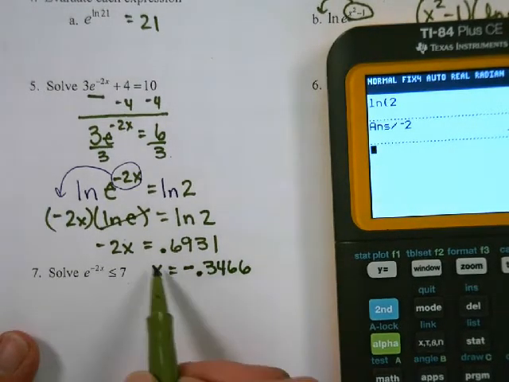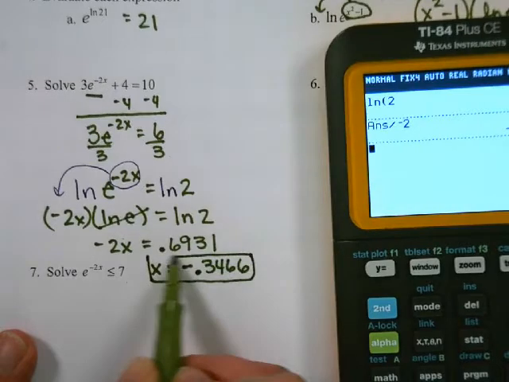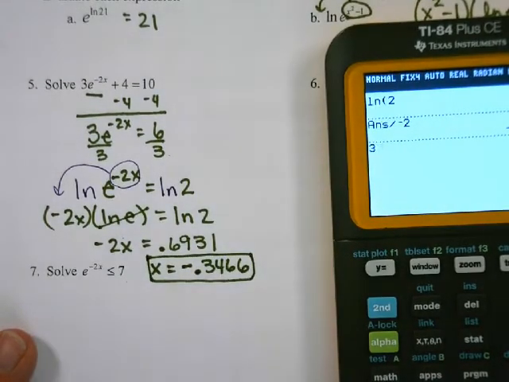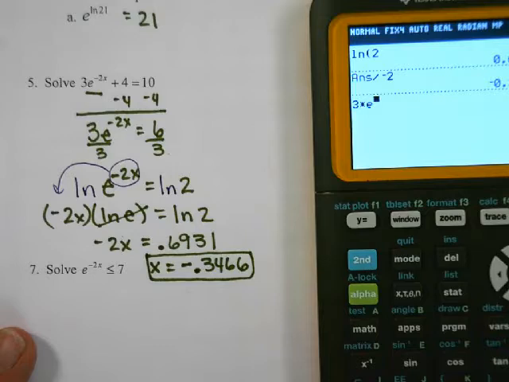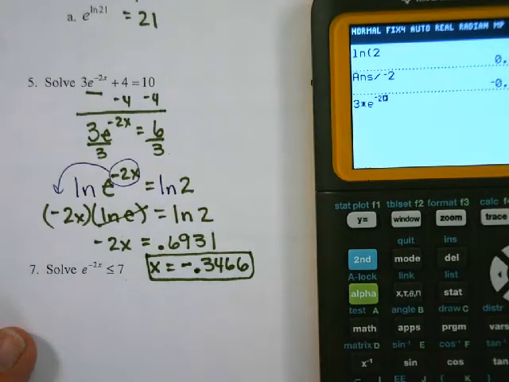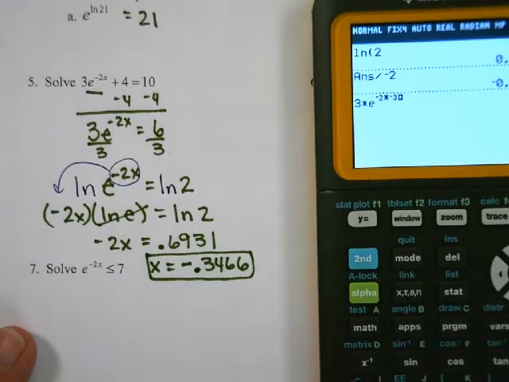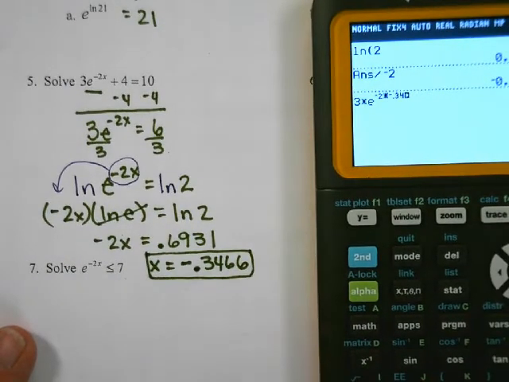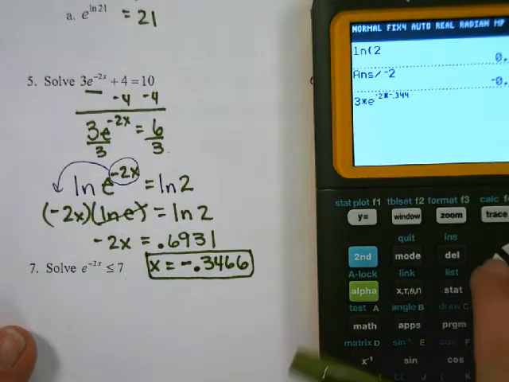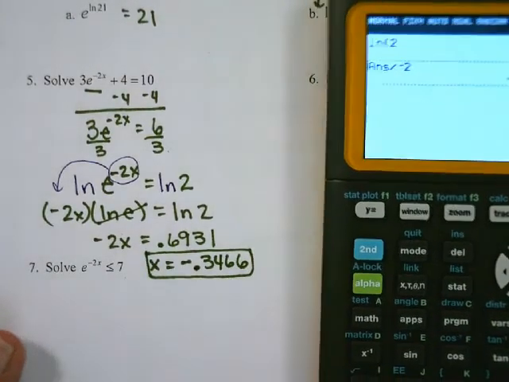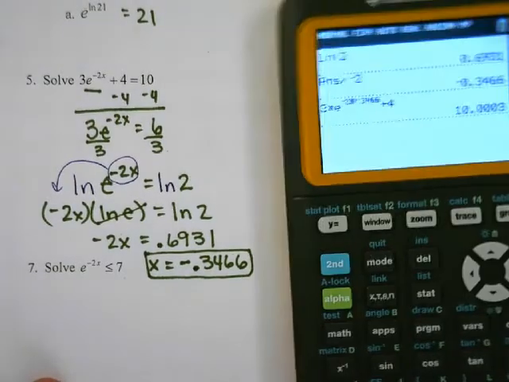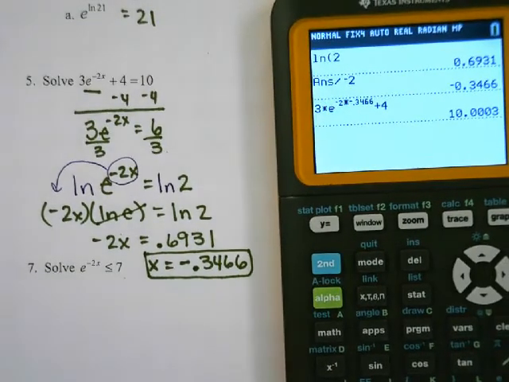Should we see if it works if we plug it in? Let's do it. 3 times e to the -2 times -0.3466 plus 4. Hopefully we get close to 10. Whoop. Close enough for me.